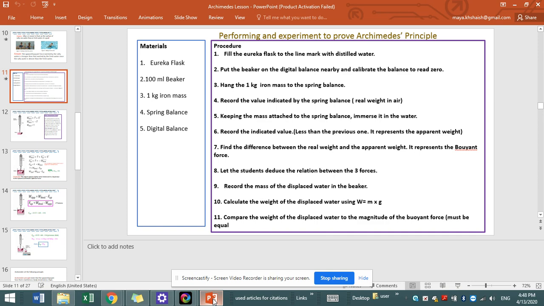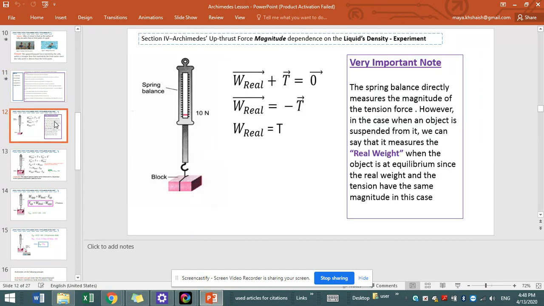So an experiment is performed in order to prove Archimedes' principle, that states that the buoyant force, or Archimedes' upthrust force, depends on the density of the liquid. You can read the materials and the procedure in detail. I am going to explain it by referring to the following documents.